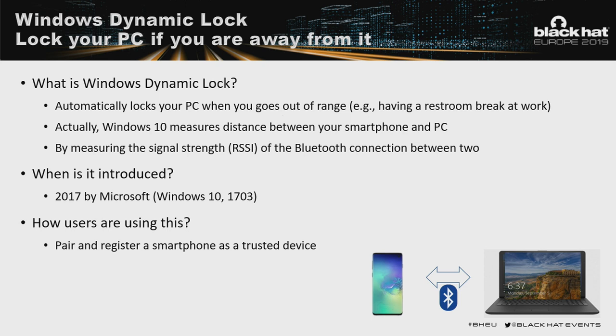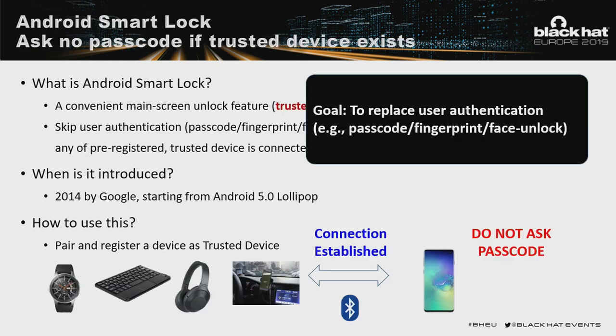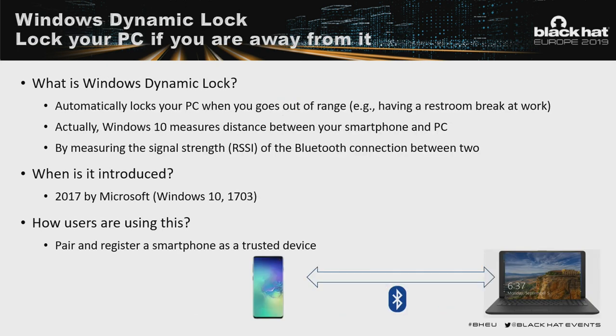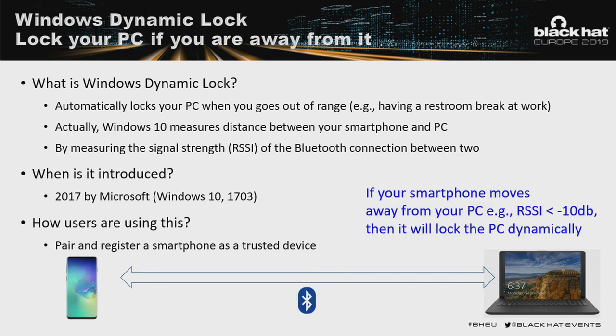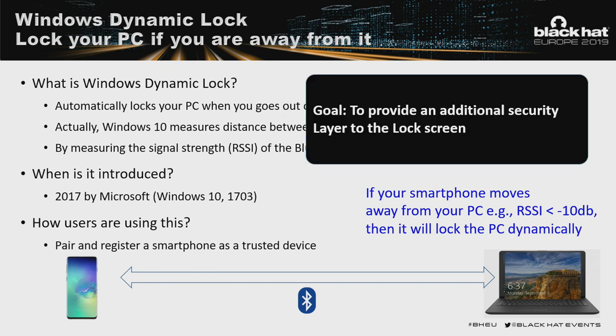So how can you use this? When we pair a phone to our laptop, and our phone becomes too far, then our laptop can automatically detect the distance and it will lock the computer dynamically. And maybe in our live demo, you will see how it works. So the goal of Windows Dynamic Lock is to provide an additional security layer to the lock screen because in Windows, we already have legacy time-based screen locks.